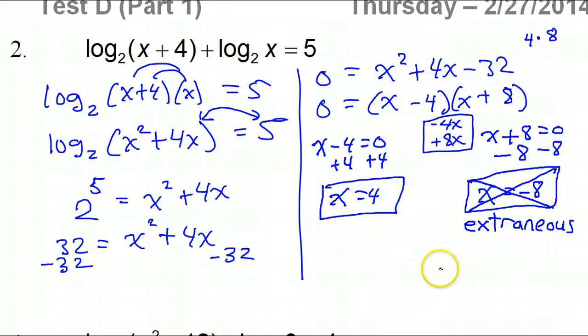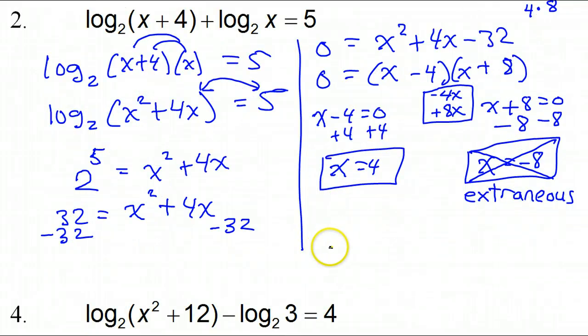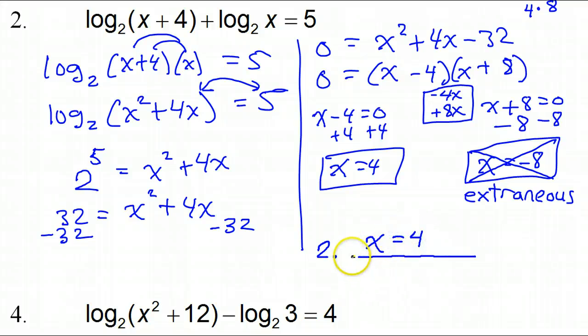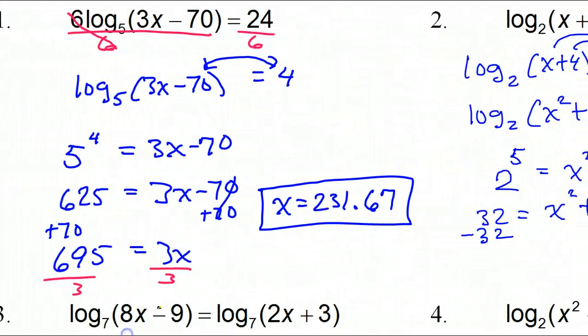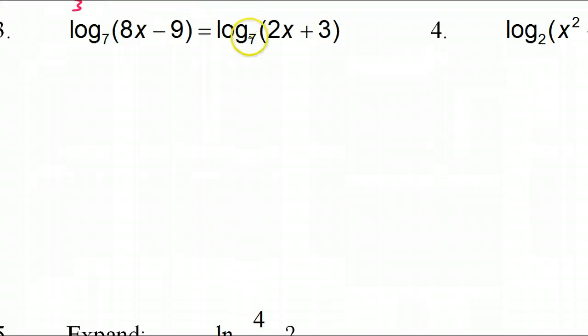Okay, so 4 is my only answer. So please understand, if this were a test, and I gave you an answer line somewhere, you're not going to put anything about this extraneous value on the answer line. The only thing I would want to see on the answer line is x equals 4. That's it. Nothing else. I expect to see this in your work. Okay, so that's number 2. Let's find number 3.